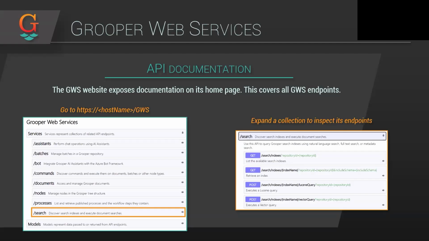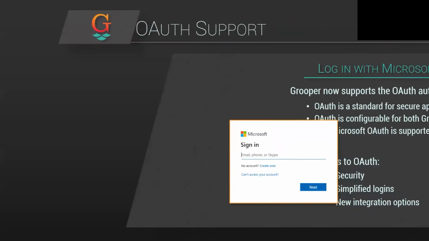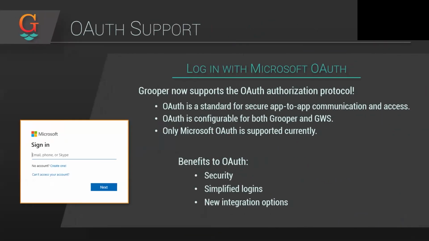Yep. Thank you. Okay, let's move on a bit. One of the reasons people are asking whether they have to use Azure is that organizations are security minded, and they should be. There are good reasons for that. To that end, we have included OAuth support in Grooper. OAuth is a standard protocol to secure app-to-app communication. It's been around for ages now, and it's one of the ways that applications talk to each other, and that communication can be secured.